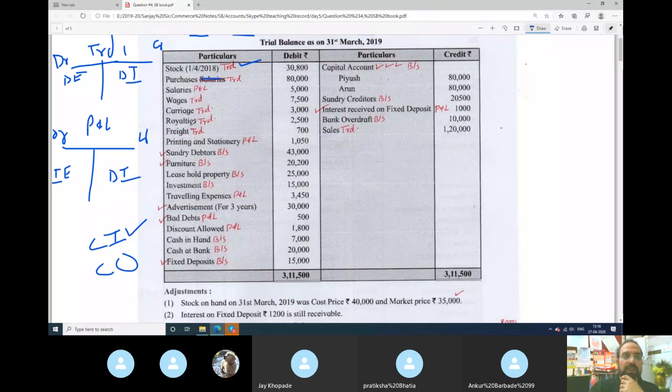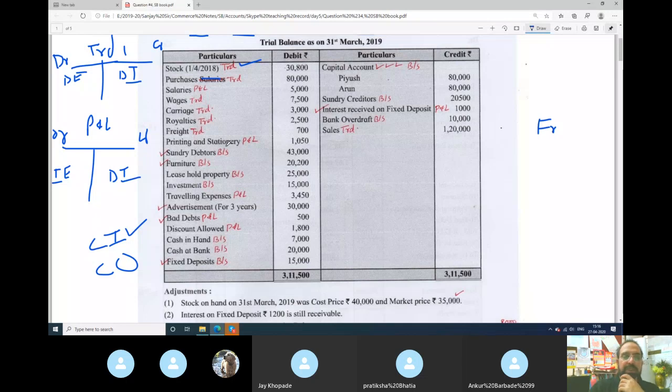Next, royalty, we know it will go to the trading account. Freight, what is freight? I will tell you, freight are the charges paid to the train for transporting goods, and aeroplane expenses for transportation of goods. Those expenses are called freight. So again, this will go to the trading account. Royalty and freight are all trading account items.